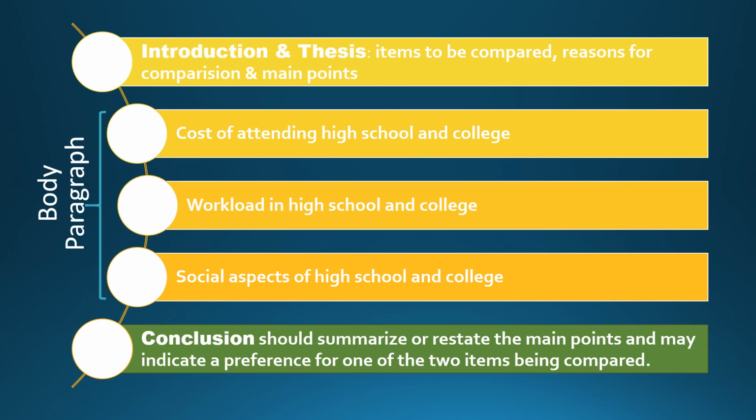So, it would go something like this. The introduction and thesis would be items to be compared, reasons for comparison, and main points. Then, it would be cost of attending high school and college. The next paragraph would be about workload in high school and college. Then the next would be about the social aspects of high school and college. And the conclusion would summarize or restate the main points and may indicate a preference for one of the 2 items being compared.